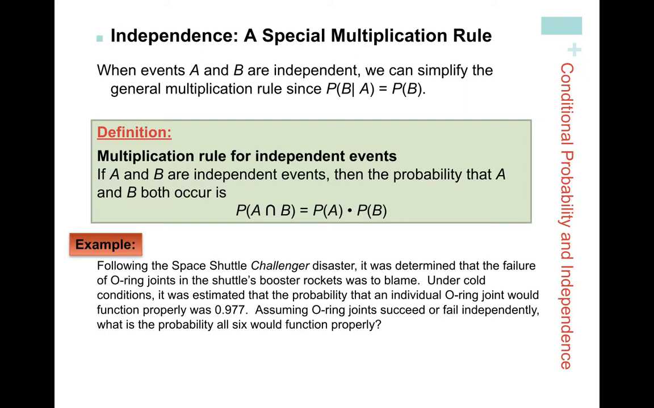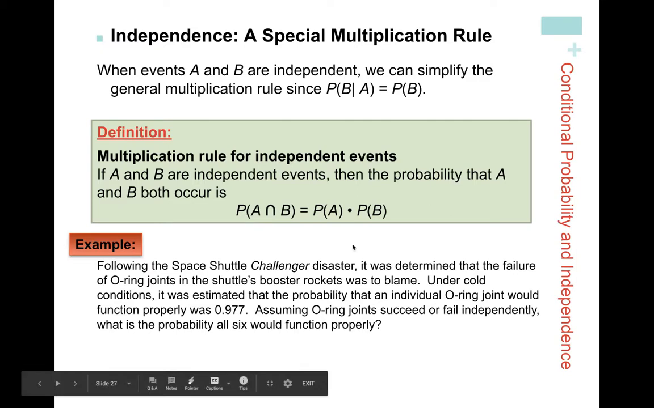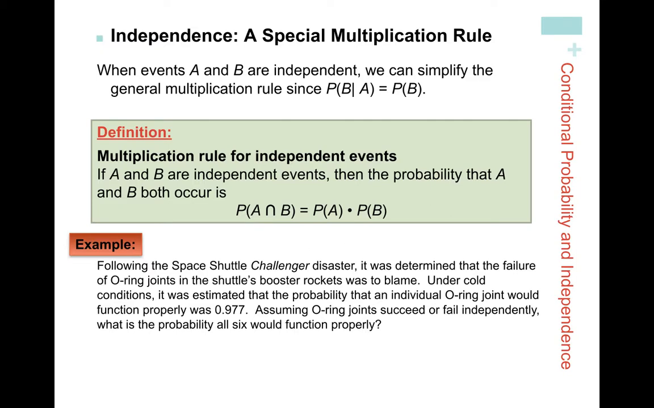Assuming O-ring joints succeed or fail independently. Okay, that's very important. So we're assuming independence. What is the probability that all 6 will function properly? And we want a high number here because obviously we want the Space Shuttle Challenger to not explode. So what's the probability that all 6 would function properly?